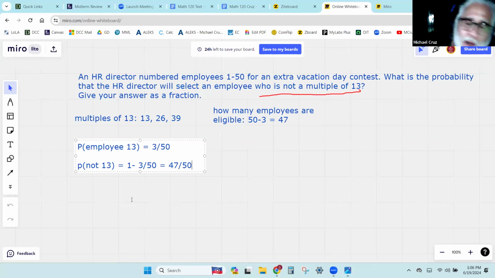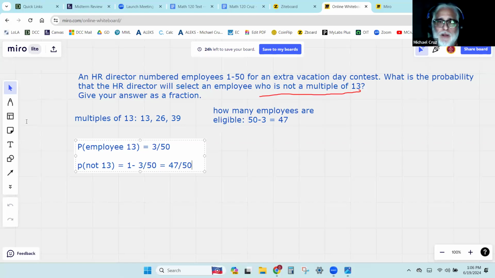Yeah, the first time I read it, I wasn't reading it right. I thought they were basically saying, what's the probability of picking someone who's not a multiple of 13? So I thought it was talking about the 47, and it is. But there's 50 of them total. So 47 over 50.